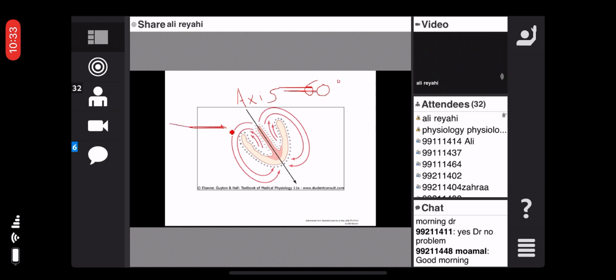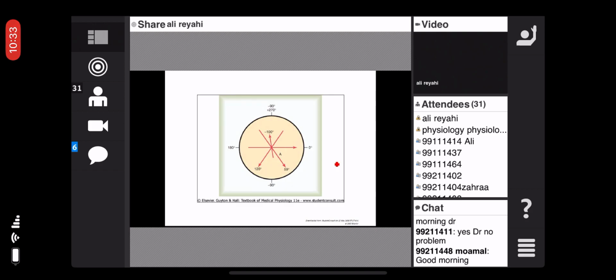But some hearts are more horizontal and some hearts are more vertical. It depends on the size and position of the person, and also on the thickness of the left and right ventricular wall. The normal range of the cardiac electrical axis is from 0 to 100 degrees, and the exact value is 59 degrees.